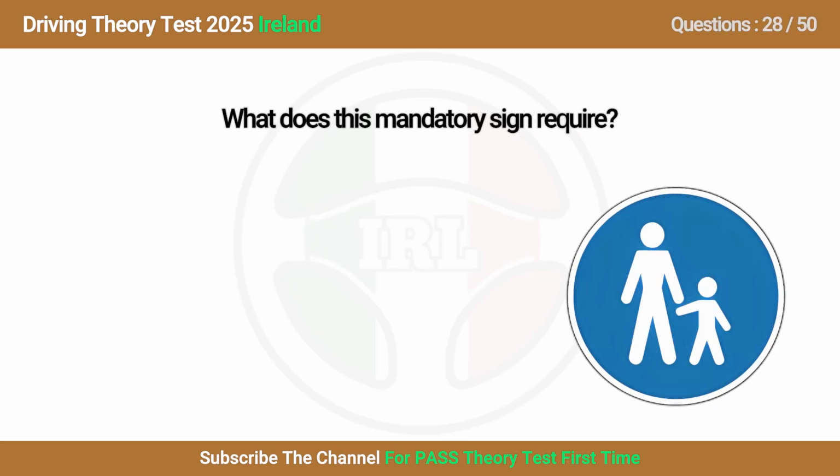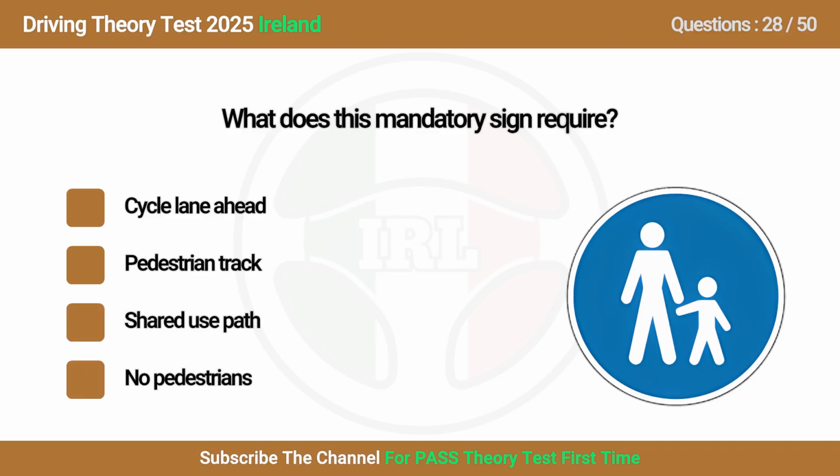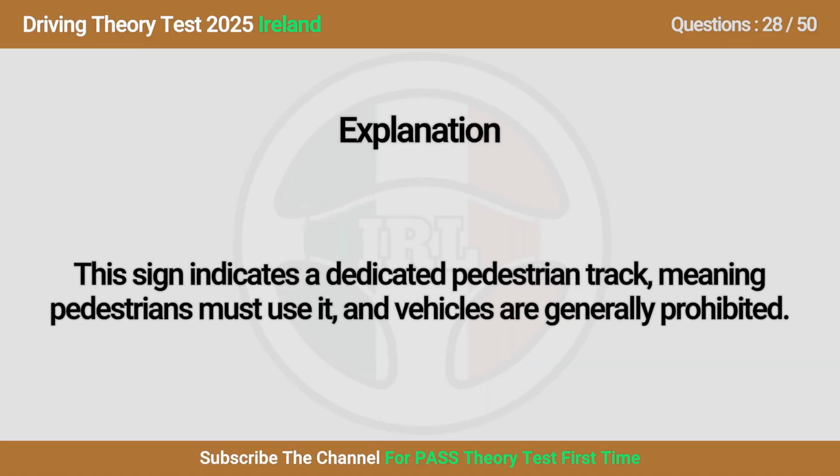Question 28. What does this mandatory sign require? A. Cycle lane ahead. B. Pedestrian track. C. Shared use path. D. No pedestrians. Answer is B. Pedestrian track. This sign indicates a dedicated pedestrian track, meaning pedestrians must use it, and vehicles are generally prohibited.